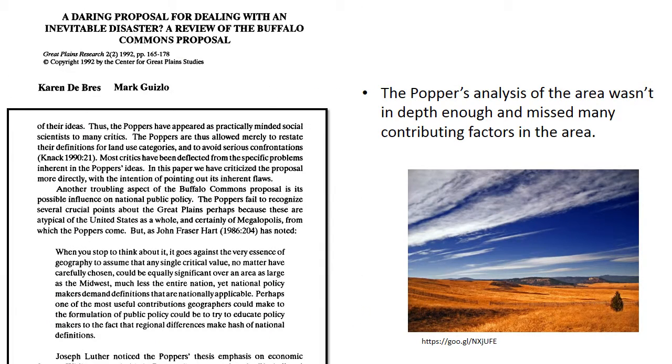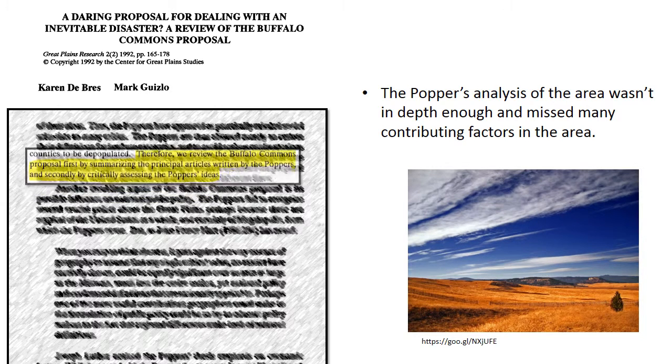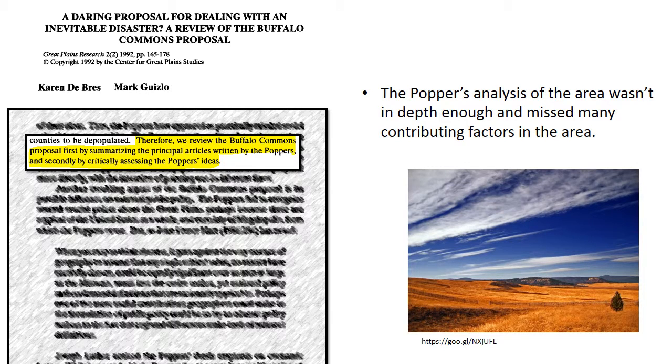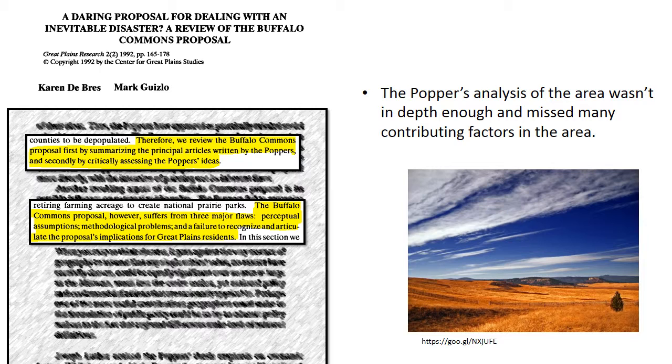After the Poppers released their initial Buffalo Commons article, many experts sought to discredit the Poppers' ideas. One such article that did so pointed out three big flaws in the Poppers' reasoning, and these were perceptual assumptions, methodological problems, and a failure to recognize and articulate the proposal's implications for Great Plains residents. Overall, the Poppers' analysis of the area wasn't in-depth enough and missed many contributing factors in the area. I will try to mend this in my GIS analysis of restoration in the Great Plains.